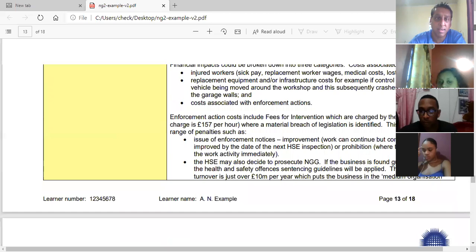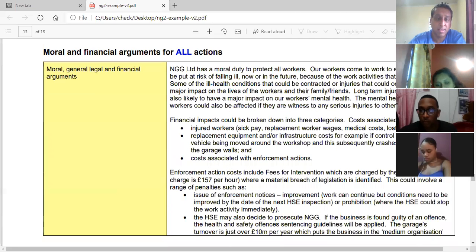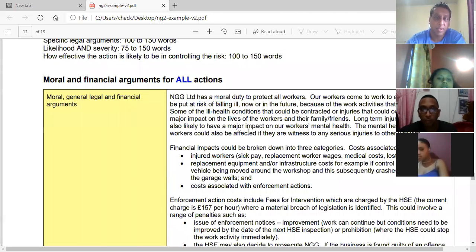So this does start off though with you having to discuss the moral, legal, and financial reasons for taking actions, for all actions, right? So you'll have to sort of zone down on the actions that you take, and you are going to talk about a moral reason. This would be from lesson 1 or 2 that we did. Like, why should a company remedy the hazards that you are seeing? So this paragraph would have that here.